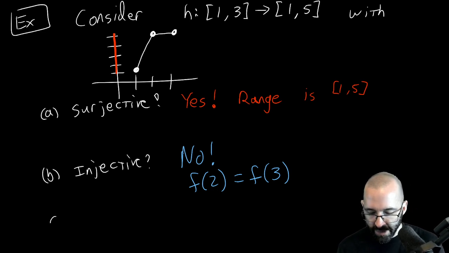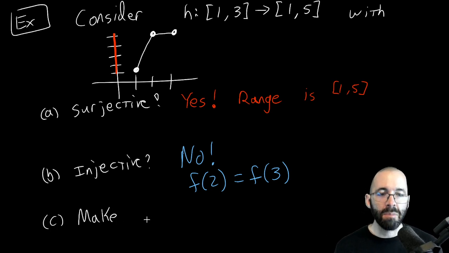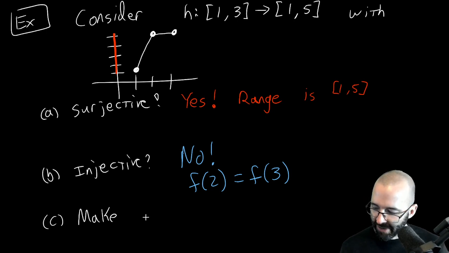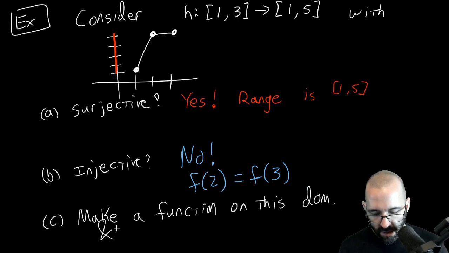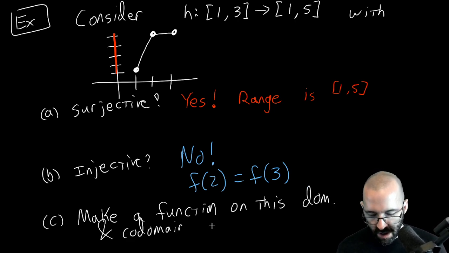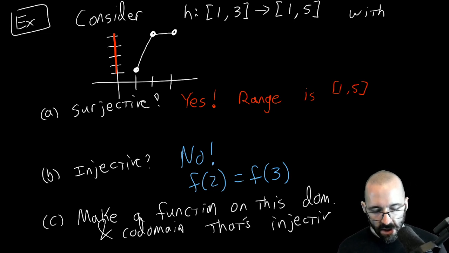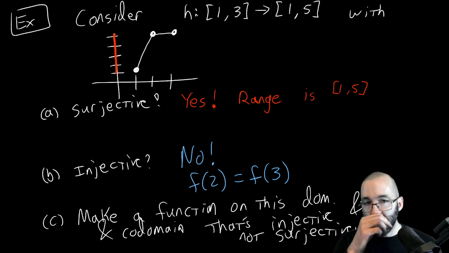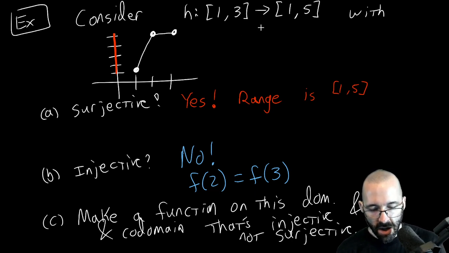So now what I want you to do is make a function. You get to create your own, build your own function. It's like Build-A-Bear, but a function, so much more fun. Make a function on this domain and codomain. So the same domain and codomain. That's flipped, basically. I want you to make a function that's injective and not surjective. All right, make something that is one-to-one, but is not onto. I'll put space for that over here.